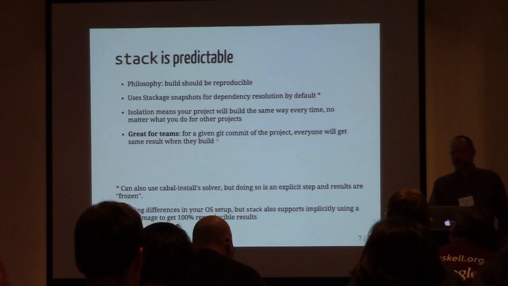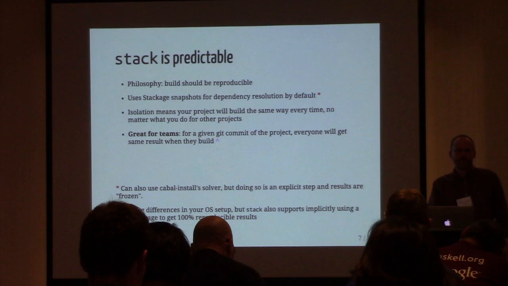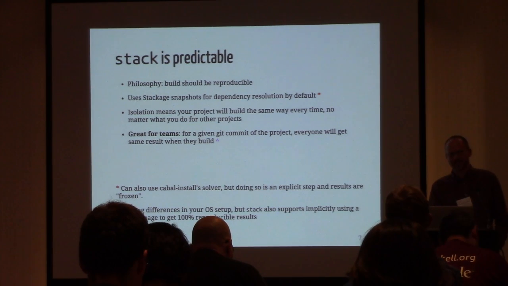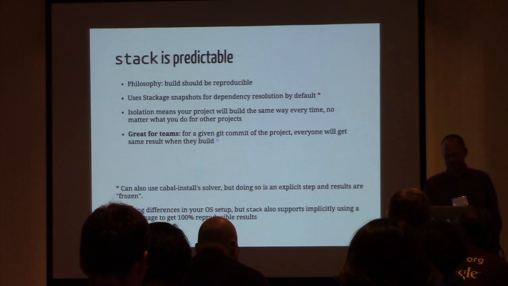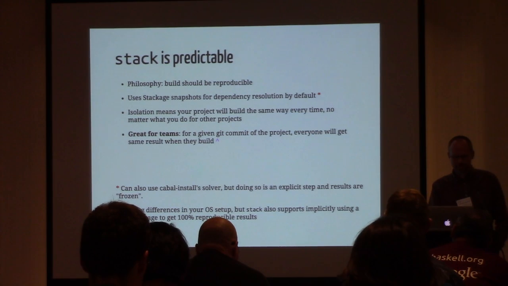A big part of the philosophy behind Stack is that builds should be reproducible, meaning if you have the same source code, the same checkout of a repository, and you build it, you're going to get the same result. It's not going to depend on what's already on the system. Now, of course, we don't control the operating system. There's only so much we can do there. Although we actually do have support for implicitly using Docker images, so that you can control that, and that's used by some clients to great effect. Although it's Linux only for now, unfortunately.